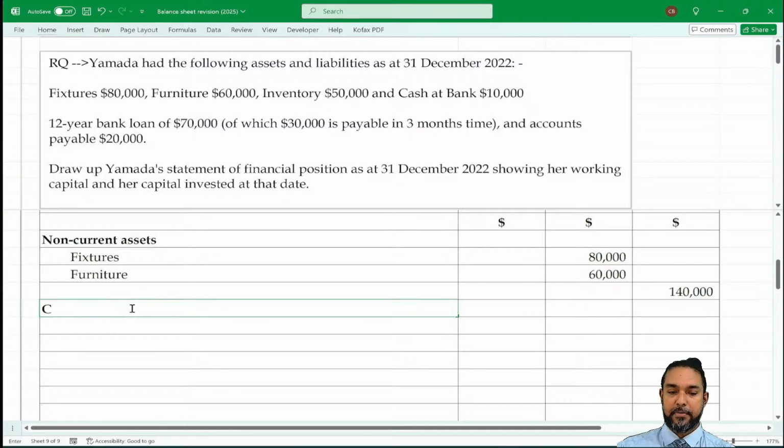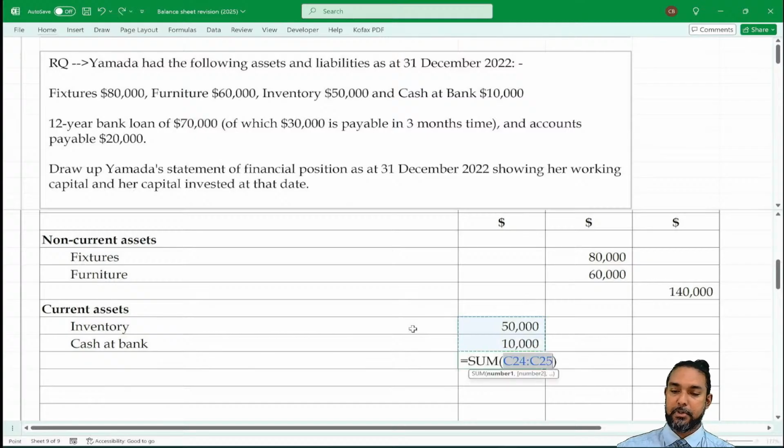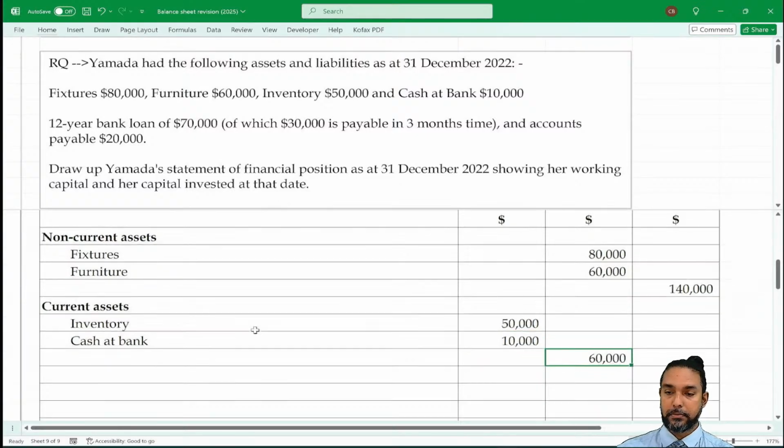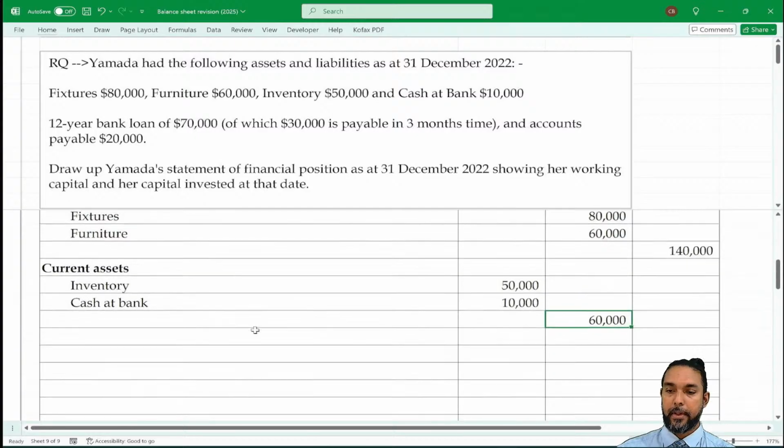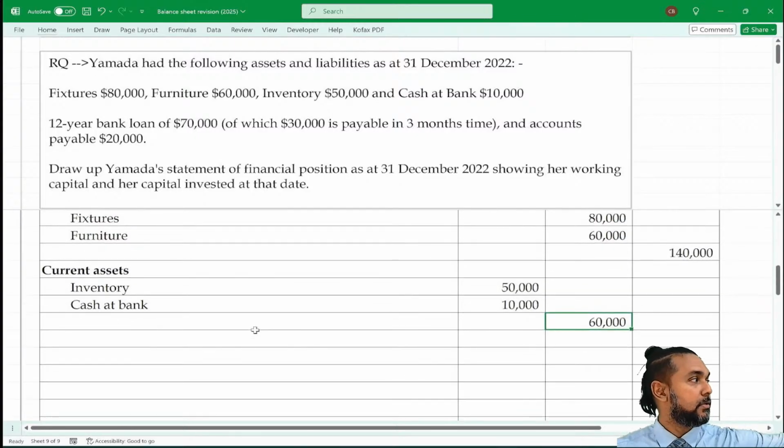Okay, all right, then we have current assets. All right, Marcus, what are the two current assets we have? Inventory and cash at bank. Okay, so for those, we're going to shift to the leftmost number column. We're going to put 50,000 there and 10,000 there. 50 and 10, of course, will give us 60.